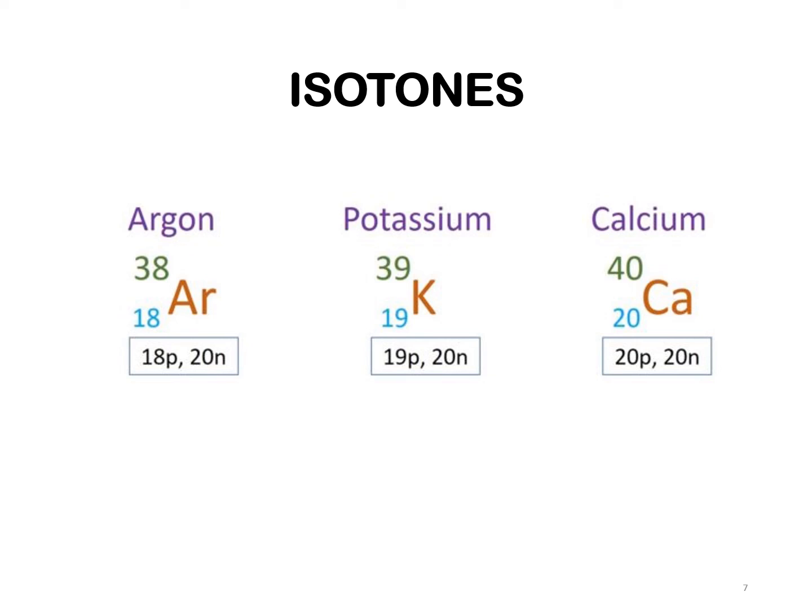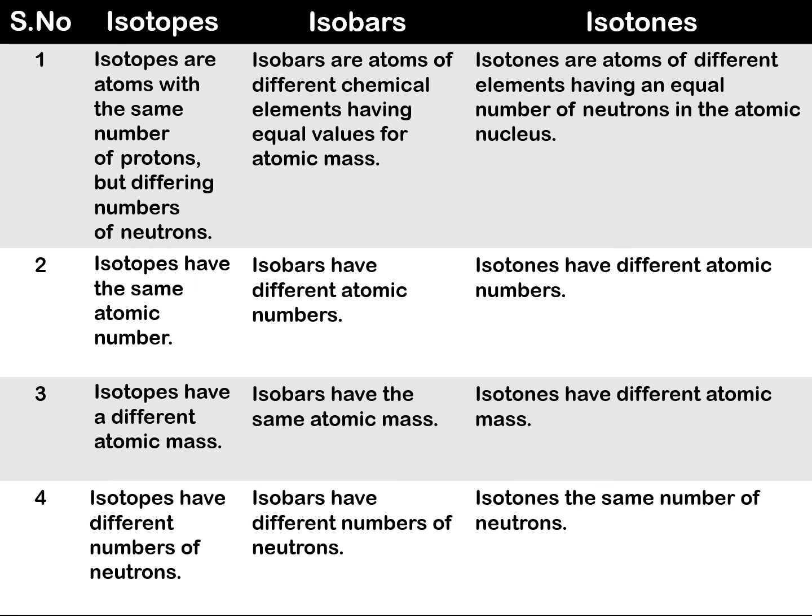So you can observe here the number of neutrons in all the 3 elements is the same, and isotones can be defined as elements with different atomic numbers having the same number of neutrons. All these terms can be summarized in the table. You can study this table as well.